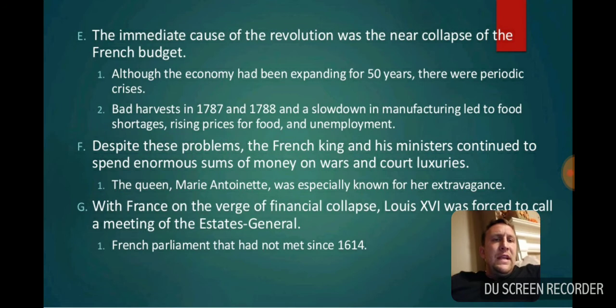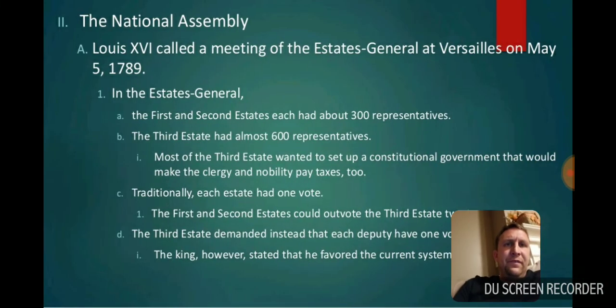All right, so he had no choice but to call a meeting of the Estates General. That's France's legislative body. They hadn't met since 1614. That was nearly 175 years. So this is a big deal. This is the first time in anyone's lifetime that they actually had met to discuss issues, and it's something that the king just didn't handle himself. Okay, so at the National Assembly, I'm going to go to the next slide for this information.